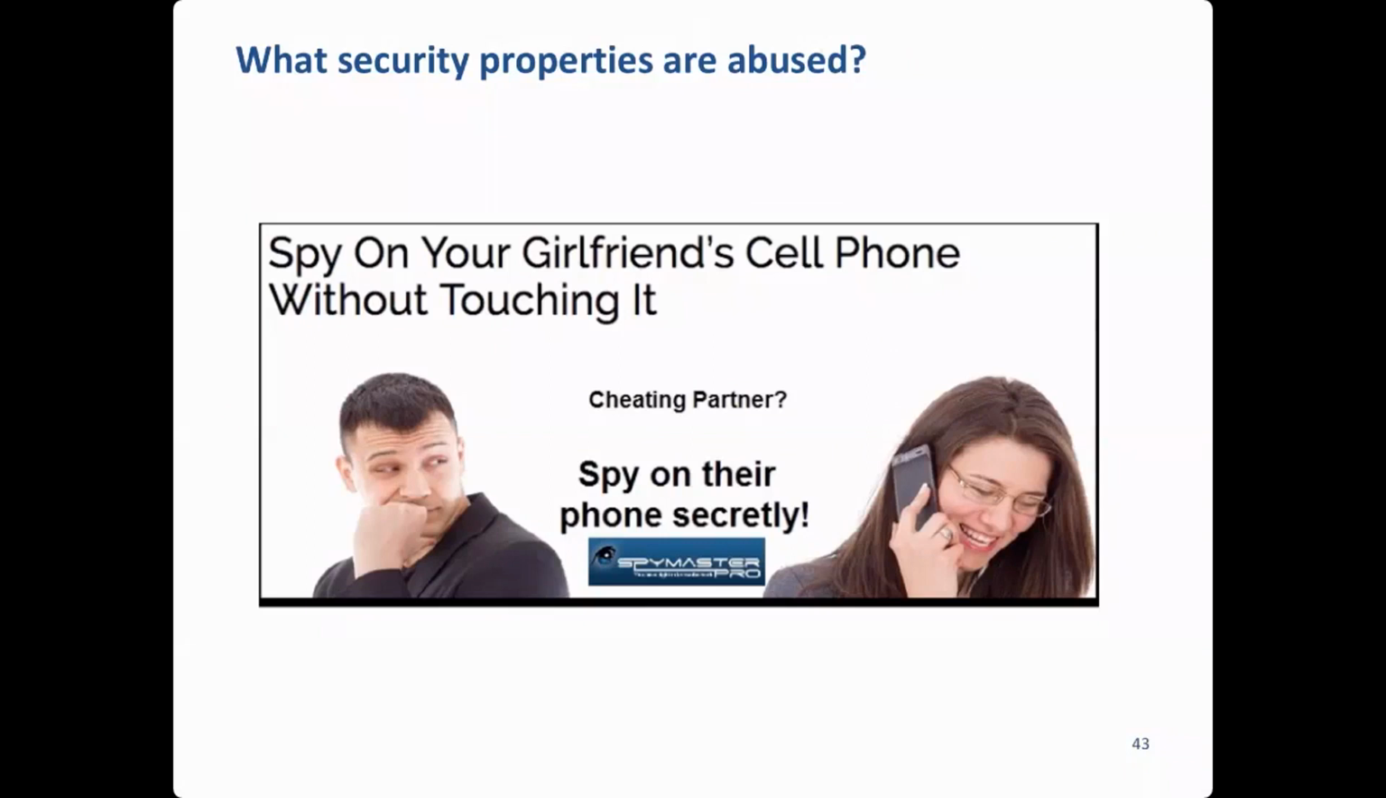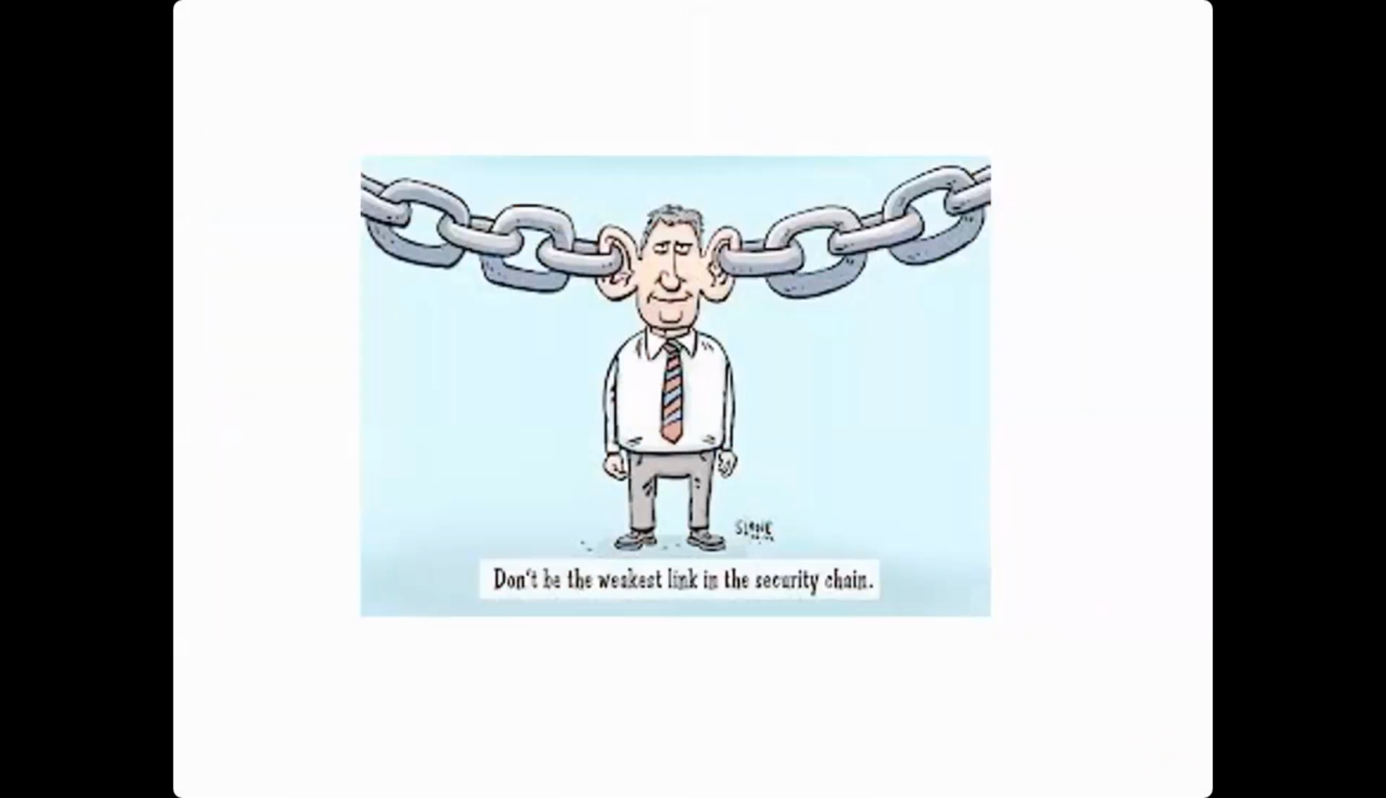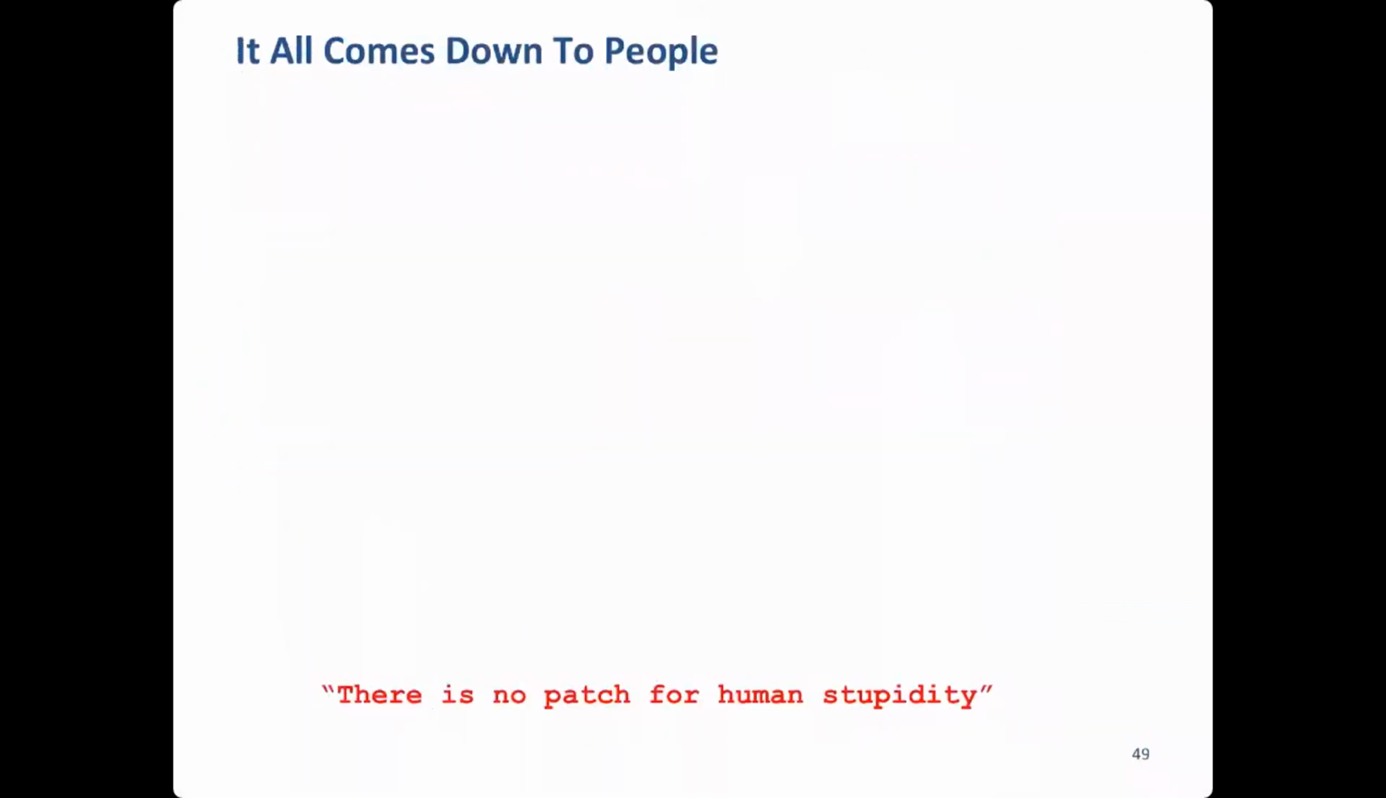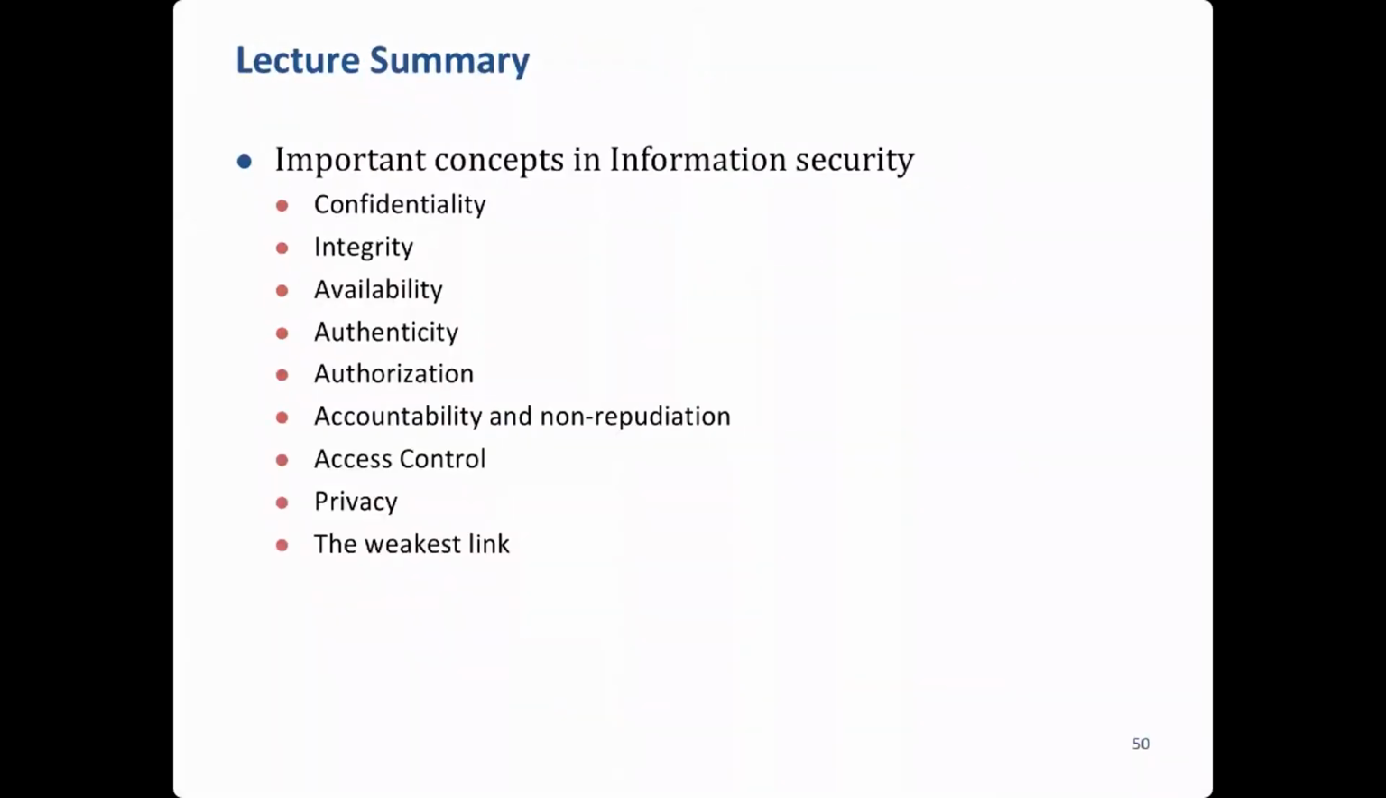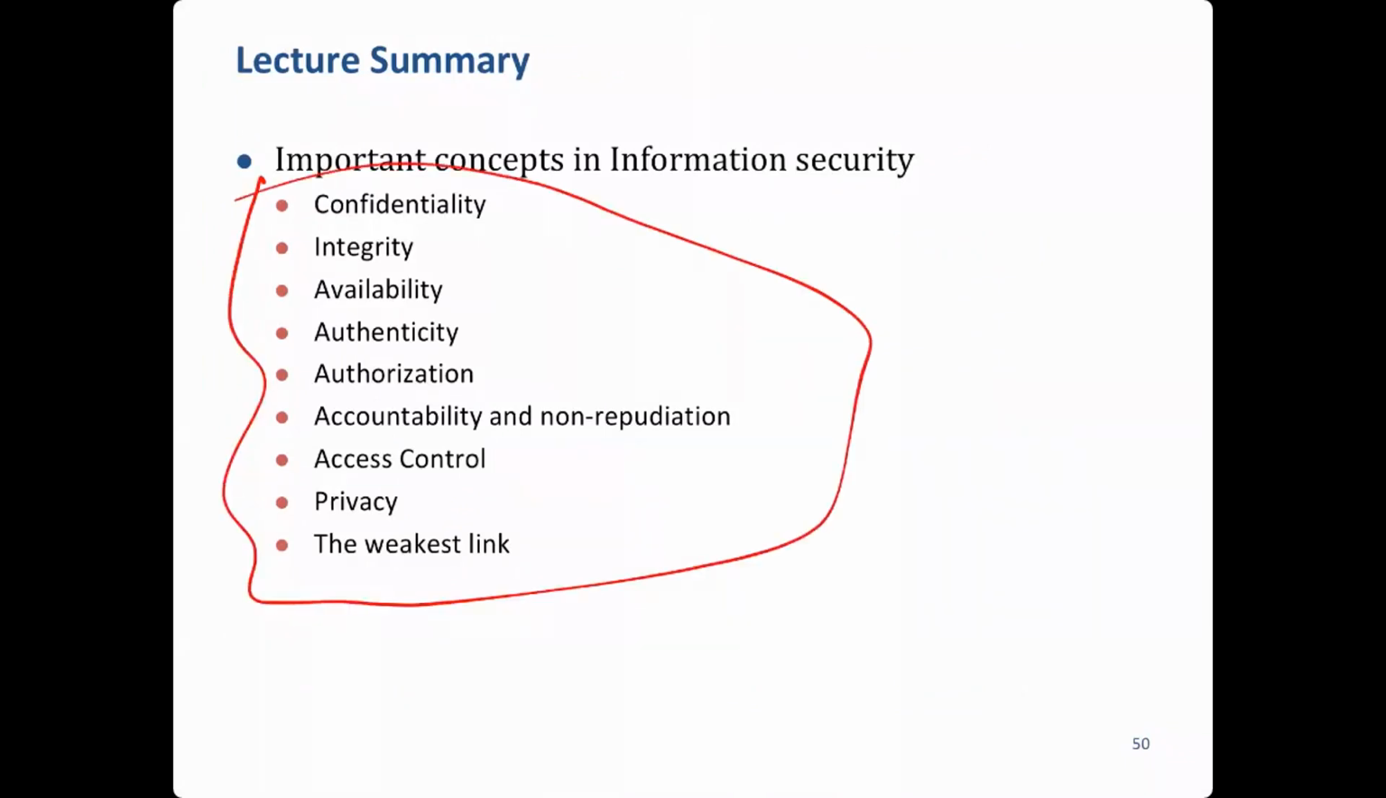Okay, all right. So I'm done. Please go through it. The last point is that the weakest link in the security chain is the human being, which we know, right? All right. So today we have studied all these properties. Please go through the PPT again. Okay, all right. Thank you.